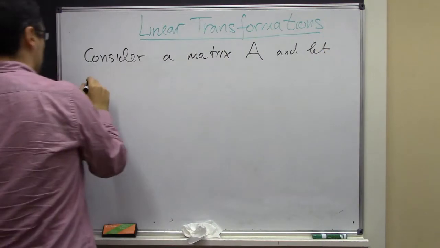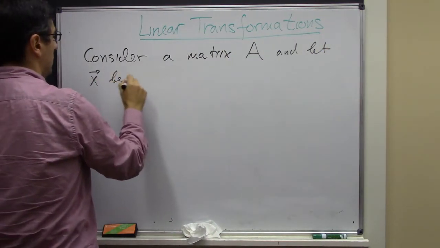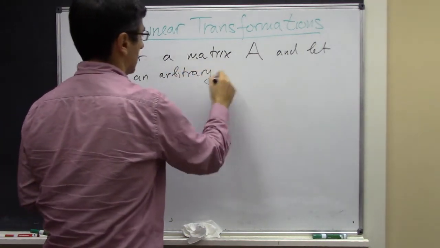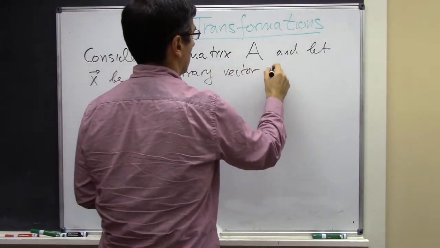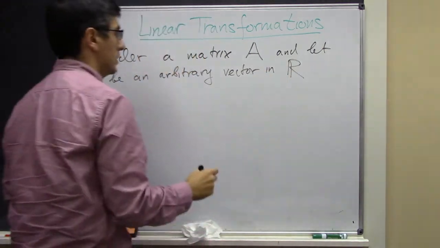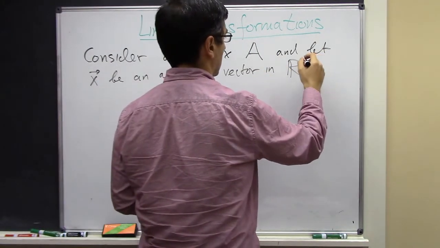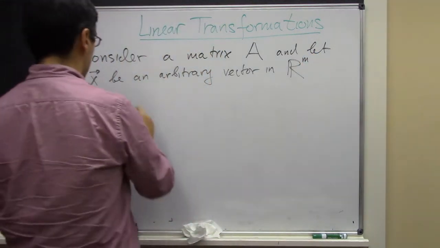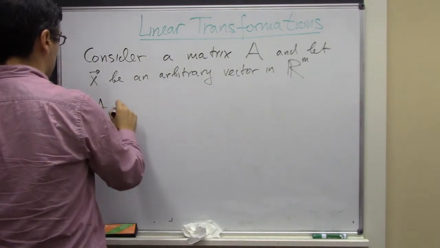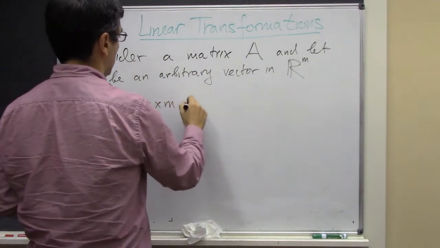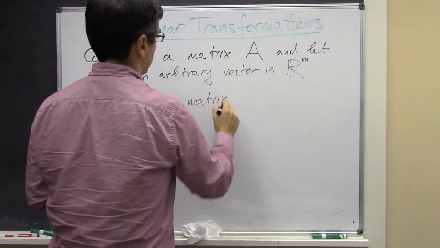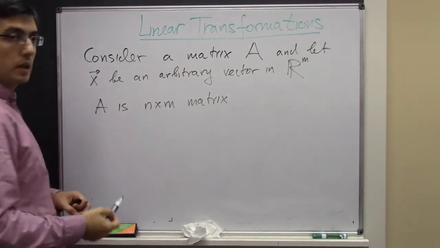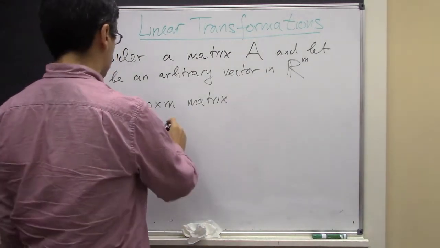let X be an arbitrary vector in, say, R^m, where A is an n by m matrix. So it's a matrix with n rows and m columns. Okay, then the following makes sense.